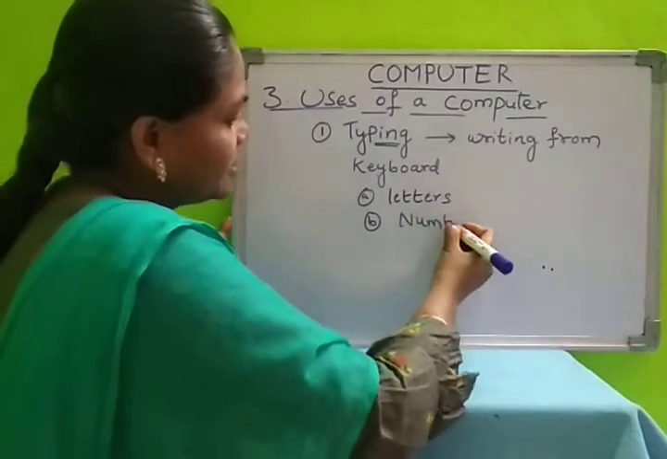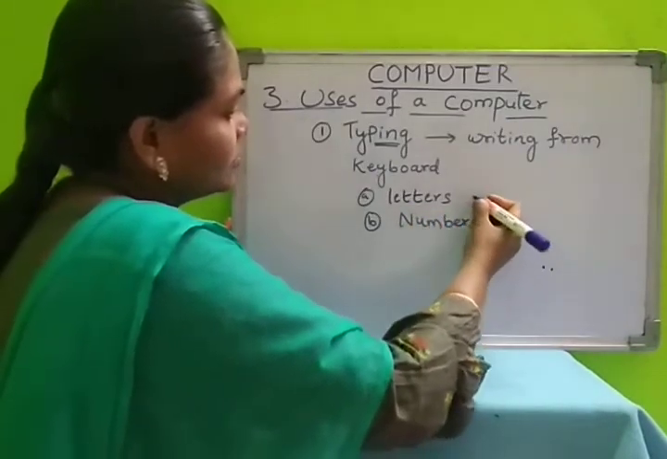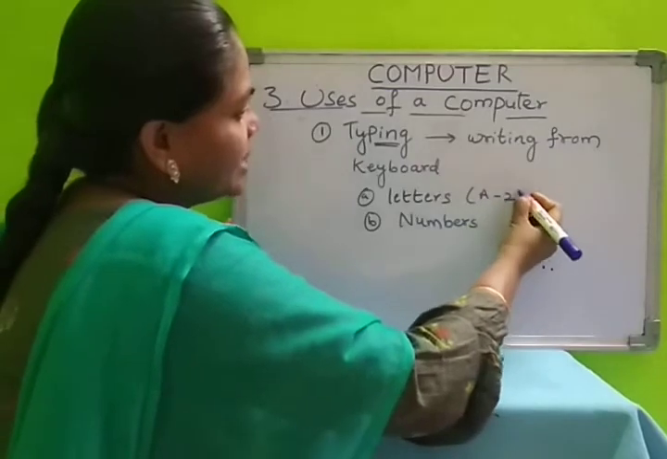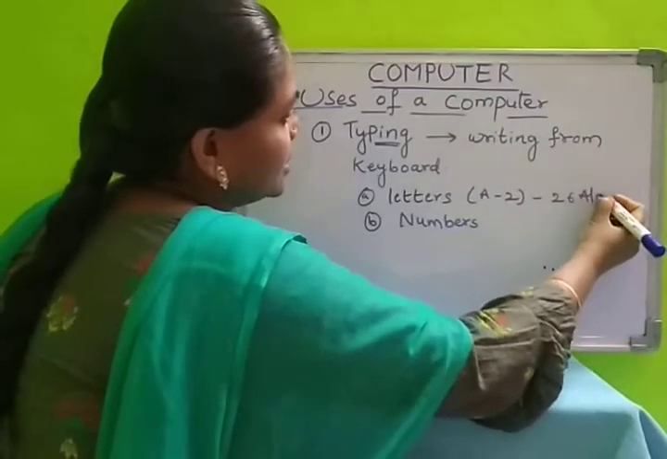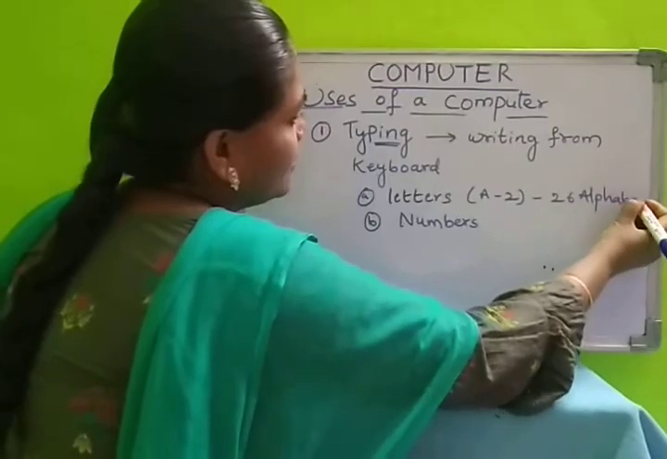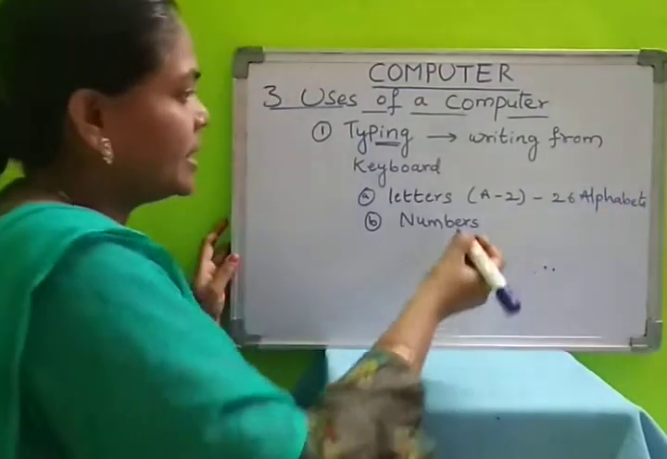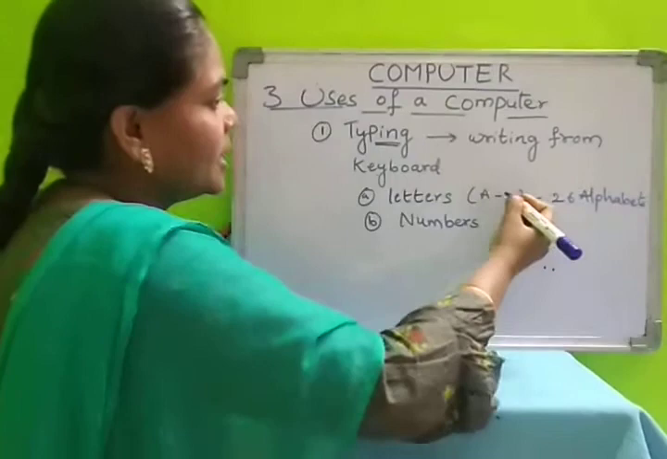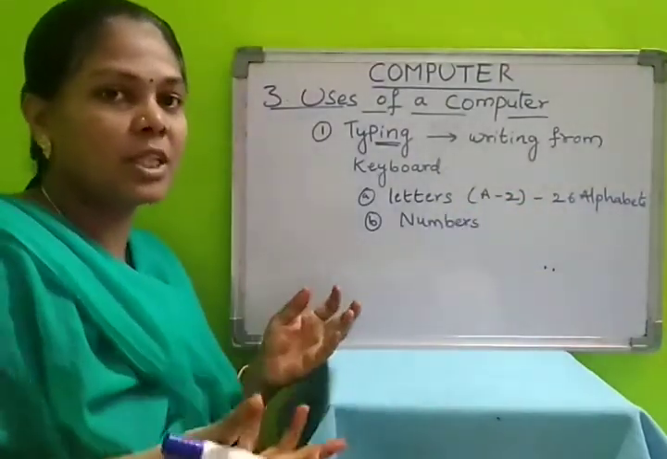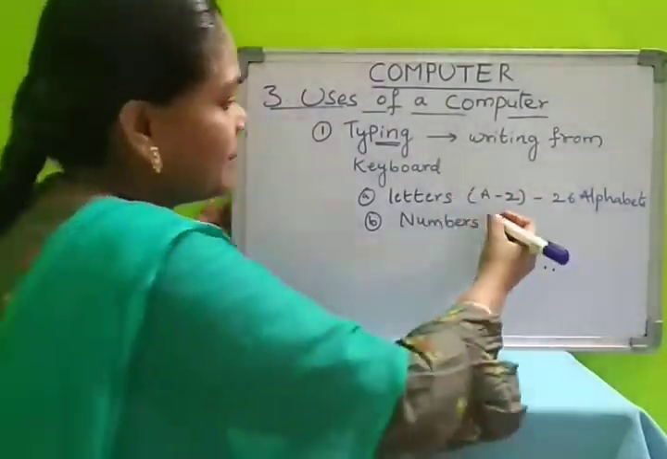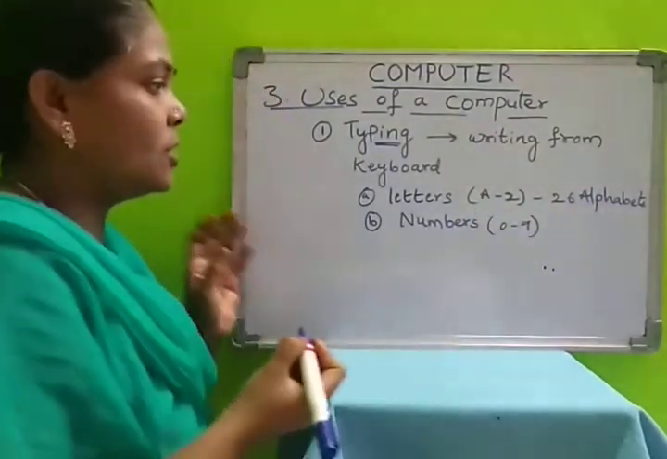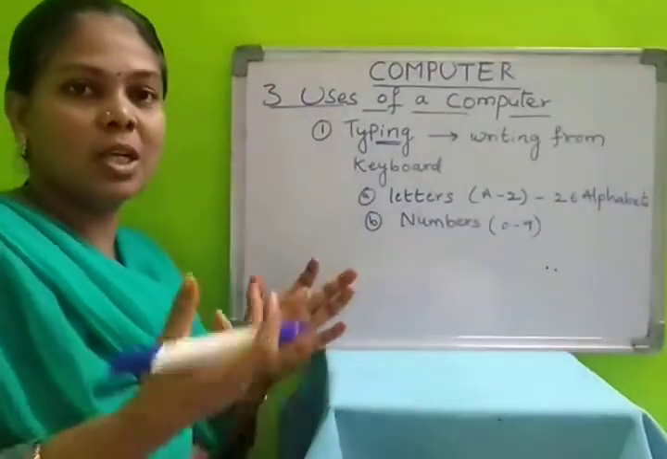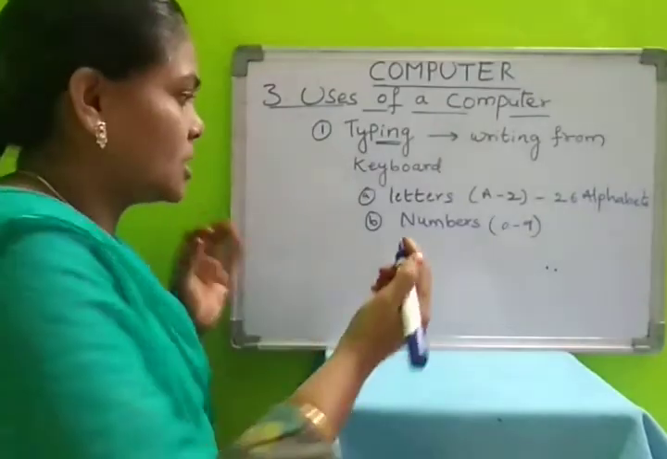So how many letters do you have? A to Z, 26 letters, 26 alphabets we have. We have learned these alphabets. Those are called alphabet keys. Using these A to Z, you can make different words and sentences. How many numbers do we have? 0 to 9 numbers we have on the keyboard. Using those numbers, you can make any number of digits.